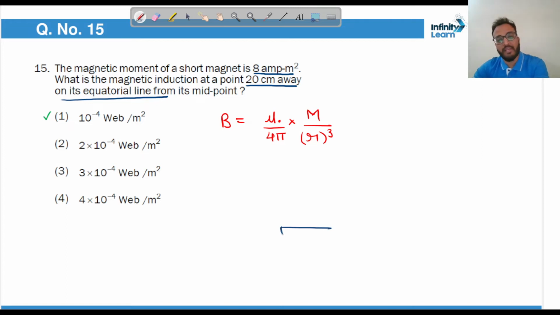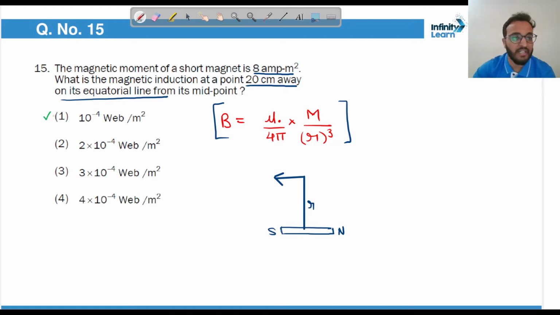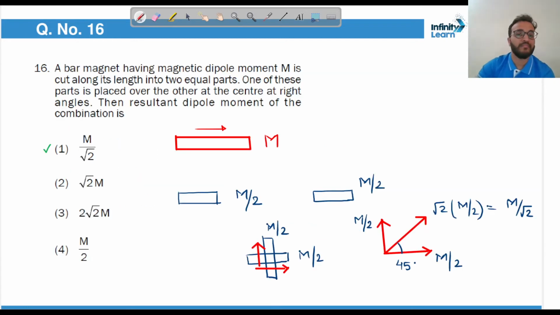See, if you have a bar magnet like this and they ask you what is the magnetic field at the equatorial position here, it is always in this direction. And how much is this? The formula is mu naught by 4 pi into M by r cube. Put the values, get your answer. Again, you will get first option right.